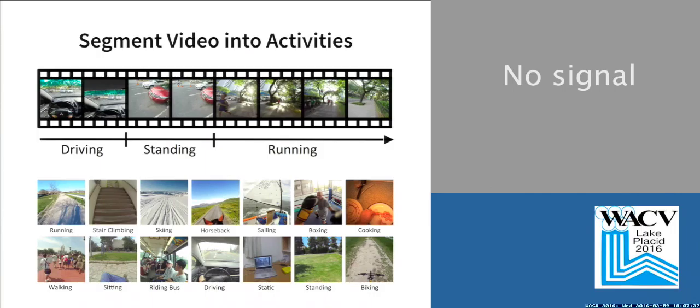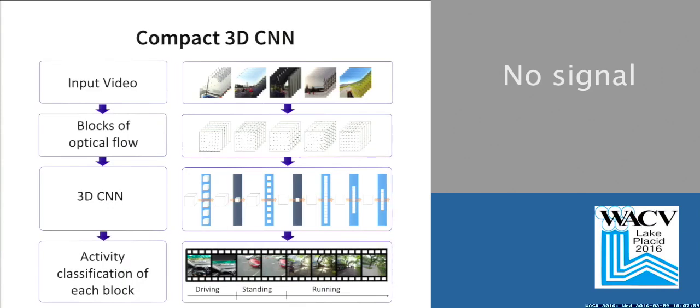So this is what we'd like to get to: given an egocentric video, say where we're driving, where we're standing, running, etc. And these are the 14 classes that we classified into. The bottom 7 are the ones from the previous work, and we added the top 7 in this work. So how are we going to do that? Obviously with a CNN. In this case, it's a 3-dimensional CNN.